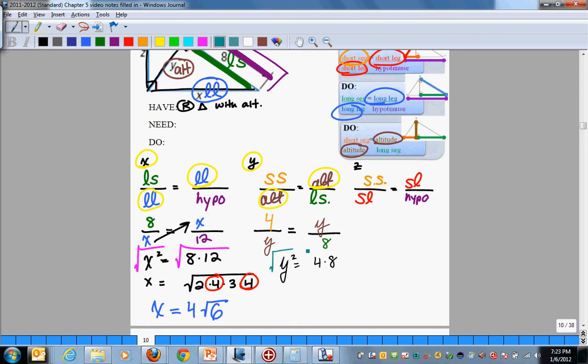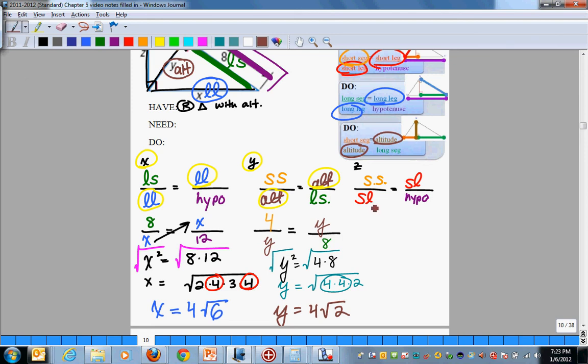Square root both sides. This is 4 times 4 times 2. 4s are a pair, they come out. So y equals 4 square root of 2.